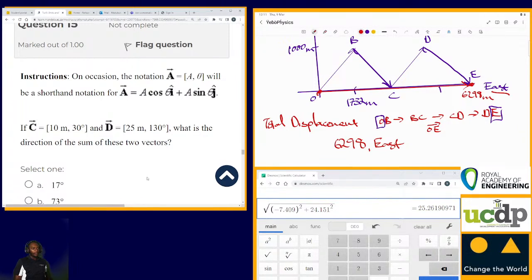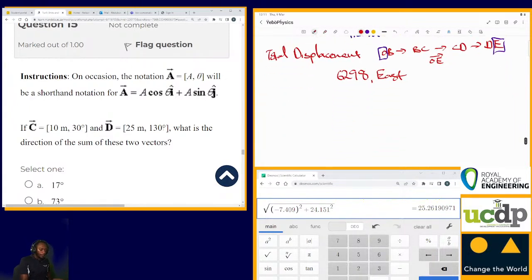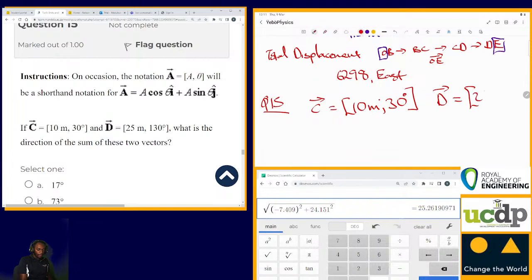the questions from the PHYV 101. So it's question 15. What does it say? Question 15. So we're given vector C equals 10 meters, 30 degrees, and vector D equals 25 meters in a direction of 130. What is the direction of the sum of these two vectors?